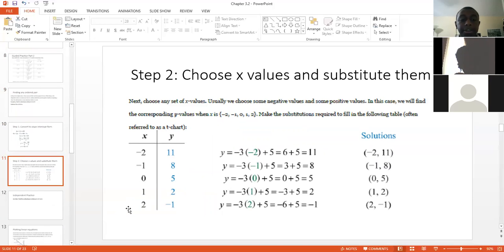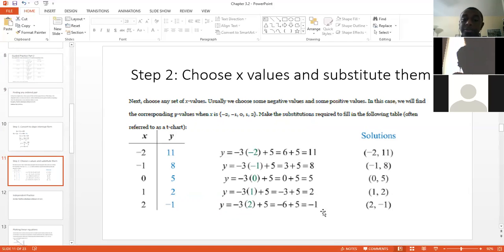You still want to plug in any values for x. So these are some sample values, negative 2, negative 1, 0, 1, and 2. All you have to do is just plug in these numbers wherever you see an x. Whenever you see an x, you plug in negative 2, negative 1, 0, 1, and 2. Then you just solve it using PEMDAS, parentheses, multiplication. Negative 3 times negative 2 is 6. 6 plus 5 is 11. Do the math, and you get all the y values at the end.